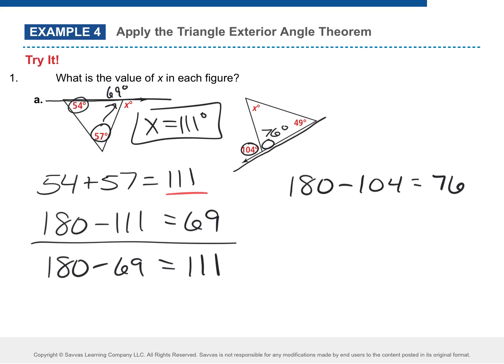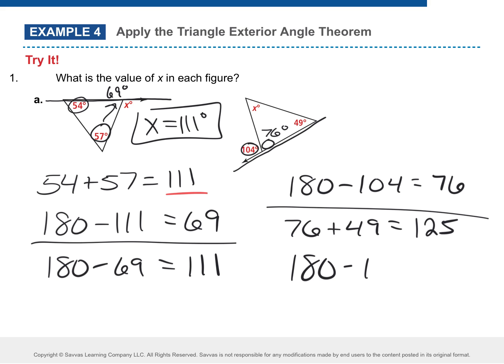76 plus 49. Yep, now I know two angles, I can find the third. Okay, so it goes 76 plus 49 is... 125. Thank you. And then from there, 180 minus 125 is 55. There you go. So that is my angle on the inside.